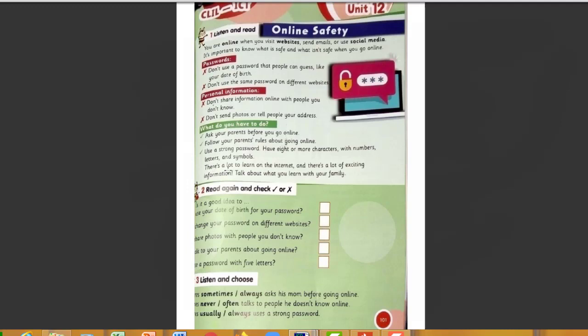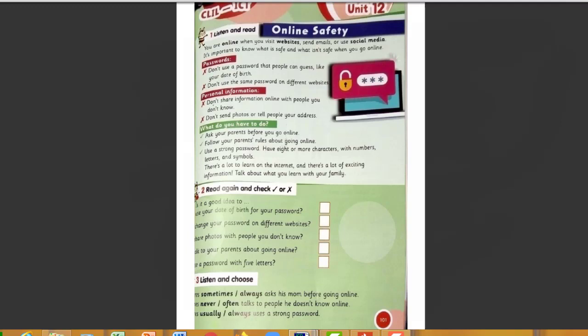There is a lot to learn on the internet, and there is a lot of exciting information. Talk about what you learn with your family. Number 2, read again and check yes or no. It's a good idea too.